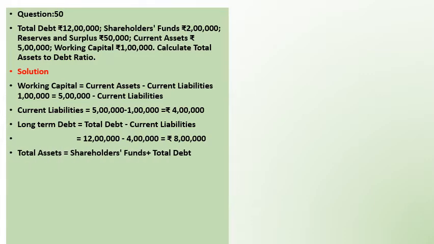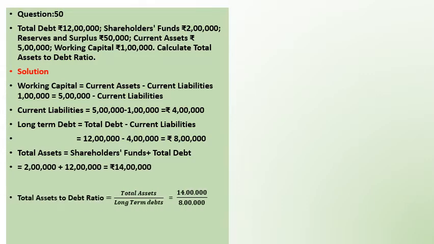Now total assets is equal to, therefore, shareholders fund plus, it's a liability approach. I said it before that shareholders fund plus total debt will have 14 lakhs, and total assets to debt ratio is equal to total assets by long term debt, that is 14 lakhs by 8 lakhs, which is equal to 1.75:1.